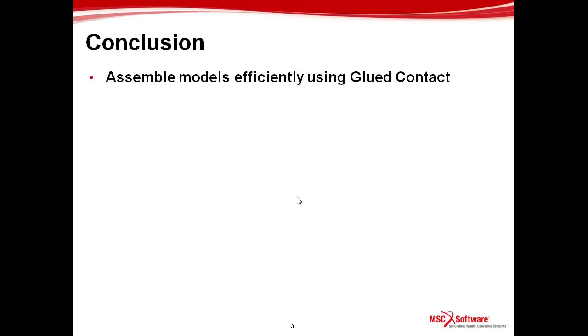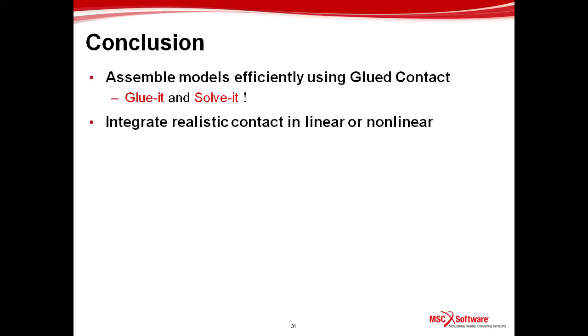So that being said, just a little conclusion here. Assemble models efficiently using glue contact. Hopefully you've seen that we can glue stuff together, we can solve it. It makes your life much easier in terms of assembling and getting an early assessment and performance check on an assembly type model, but also perform global, local, integrated in the same model. Very useful. Integrate realistic contact, obtain realistic results, especially if components are working against one another. And getting rid of the old C-gap.